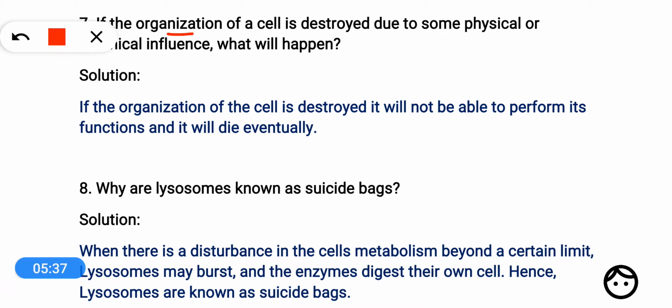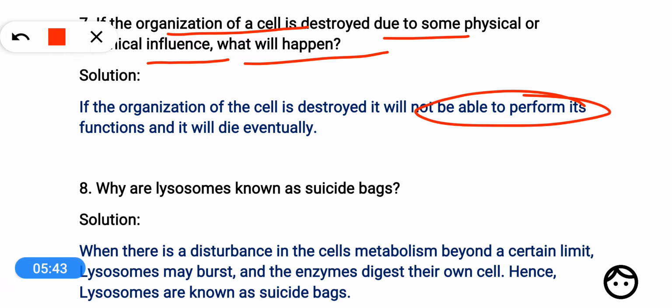Now, if the organization of the cell is destroyed due to some physical or chemical influence, what will happen? In that case, it will not be able to perform its functions and it will die.